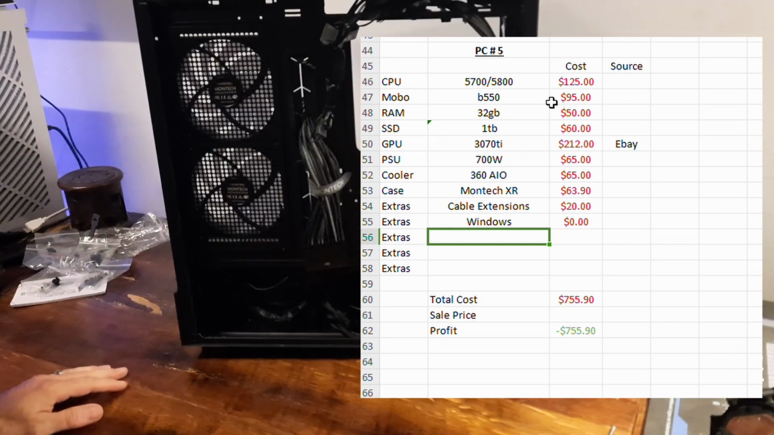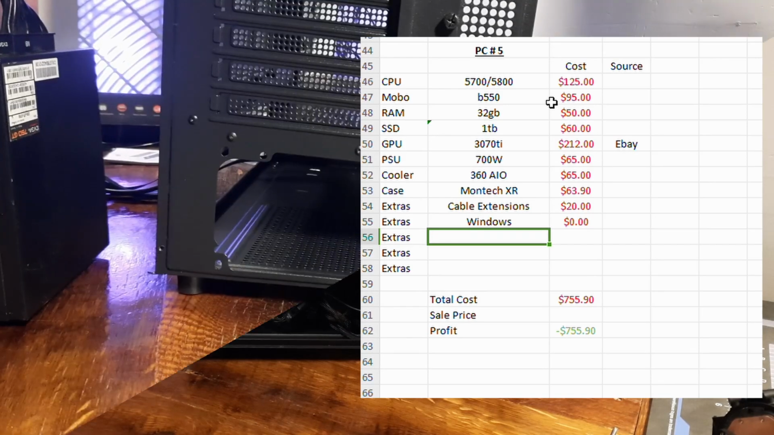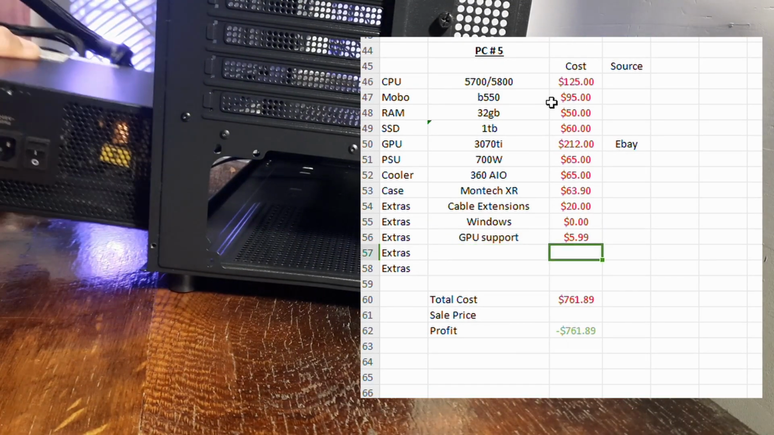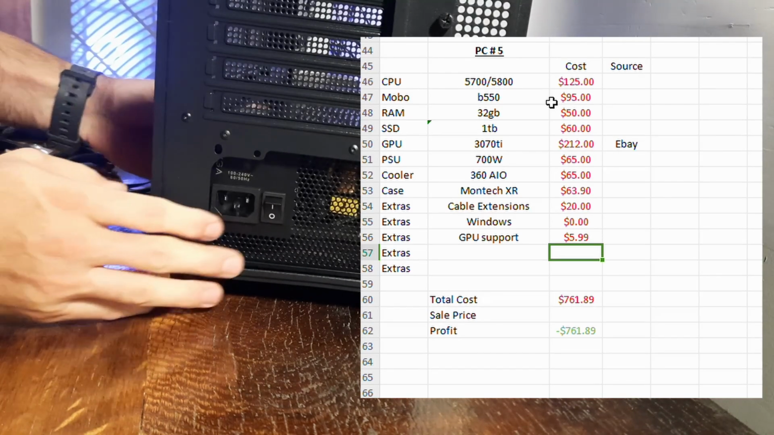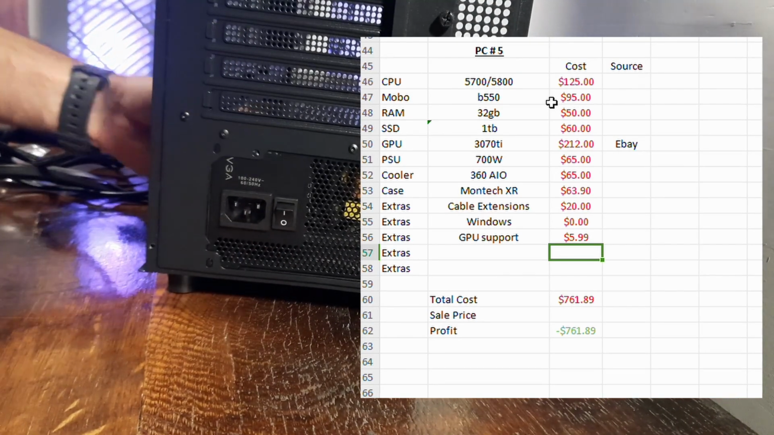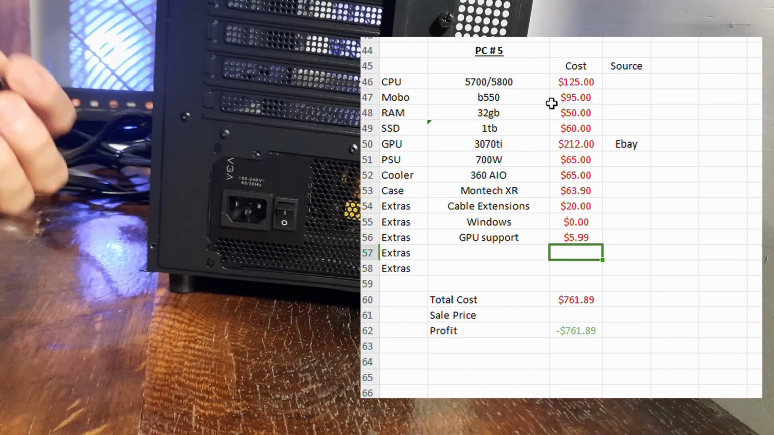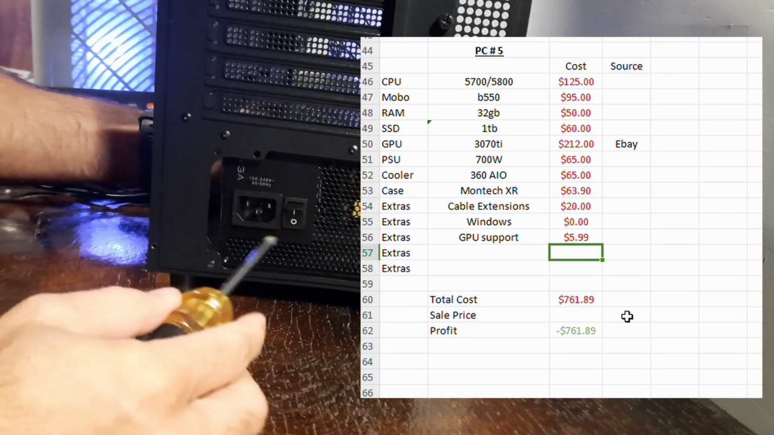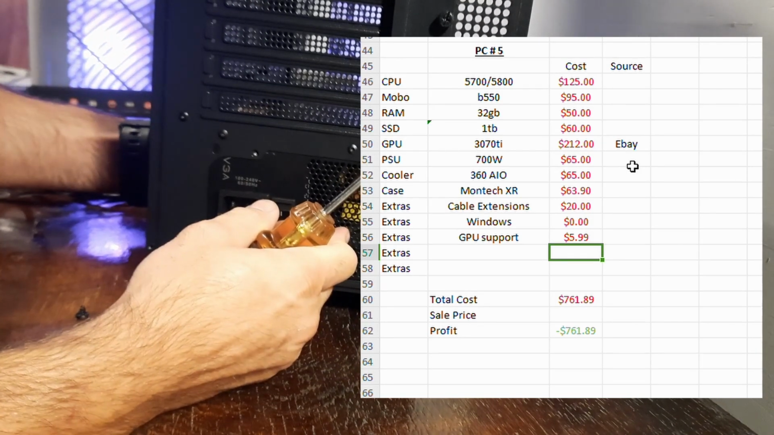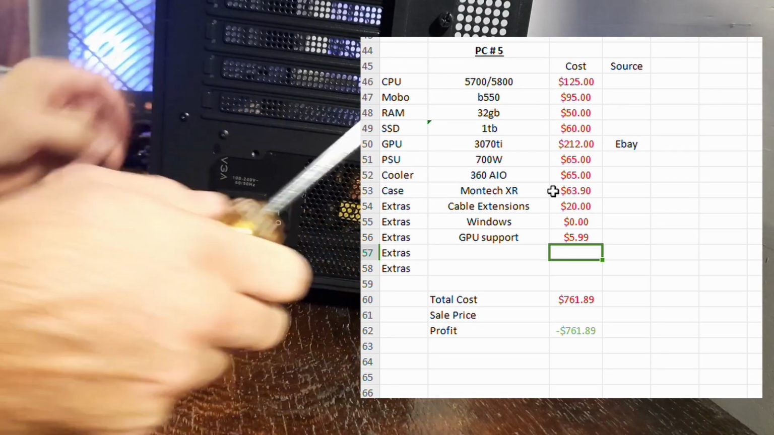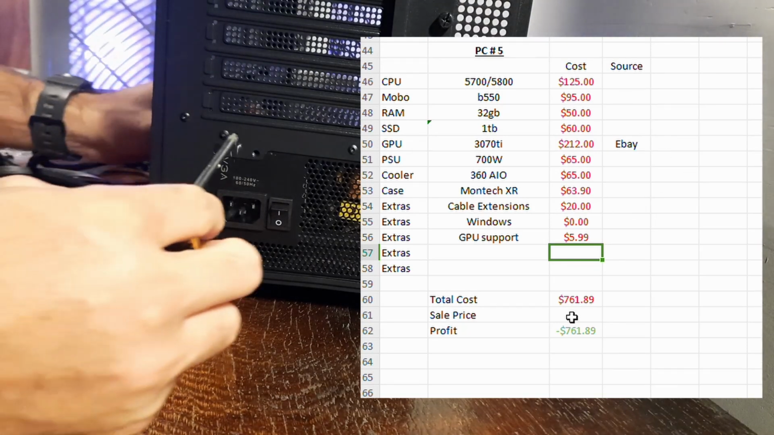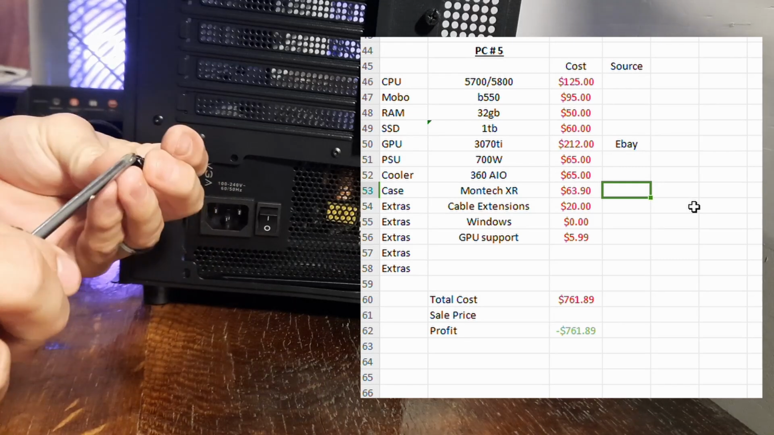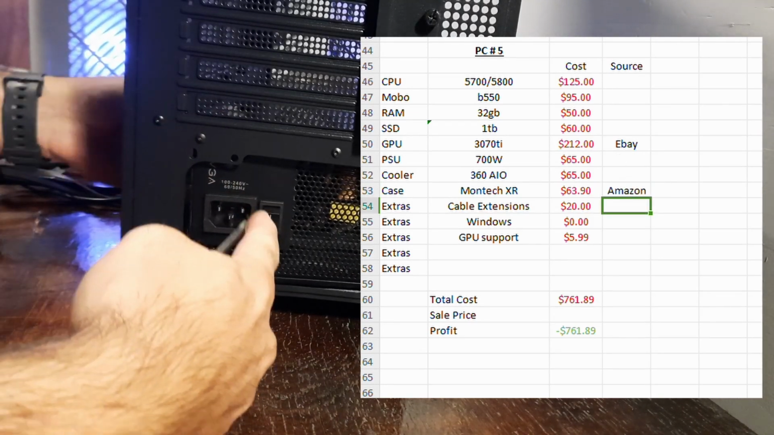I will probably get a graphics card support also. So let's plug that in there. That's $5.99. So roughly, as long as I can keep it where it is right now, my total cost estimated is going to be around $760. So that's pretty good. So now as I'm looking for parts and planning out this build, I'm going to try to stick to these as kind of my beginning, and I'll fill in source as I get the parts. I do have this already as well. That's going to be on Amazon.